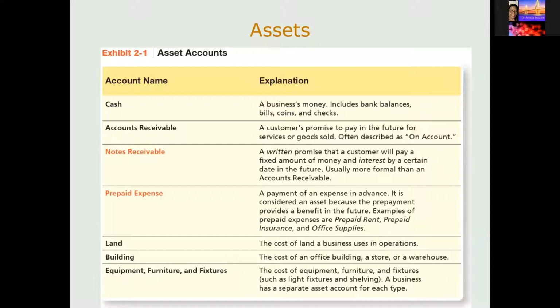Two new assets introduced are notes receivable and prepaid expenses. What is a notes receivable? Well, a notes receivable is a written promise by a customer to pay a fixed amount of money along with the interest on a specific date. So generally, a notes receivable requires a formal promissory note that includes a stated interest rate.